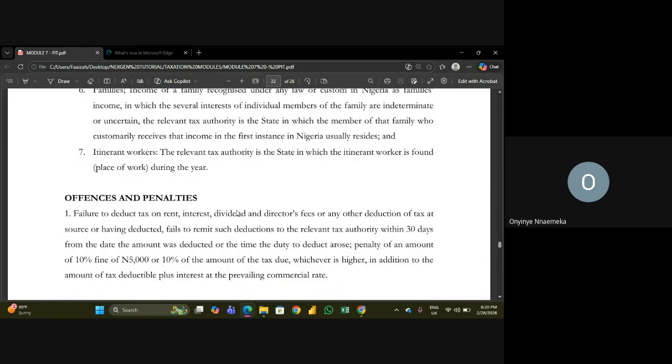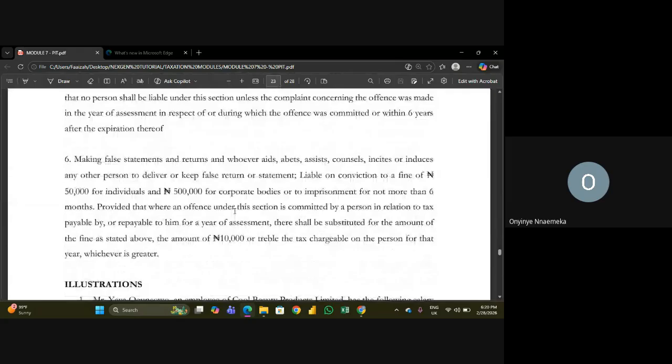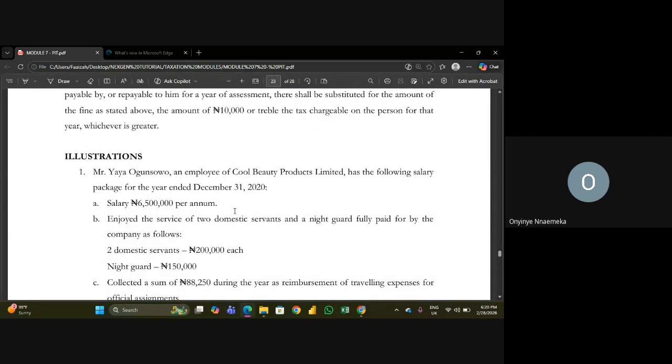Offenses and penalties, this thing is very plenty. I'm sorry, we will not be talking about this. You have to read it by yourself because it's very, very plenty. Then we can move to illustration.